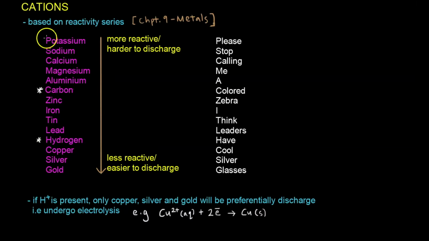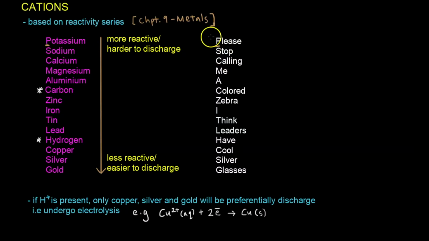How to remember this series? We have come up with a mnemonic. It's called Please Stop Calling Me a Colored Zebra. I think leaders have cool silver glasses. So based on this, the first letter corresponds with the first letter of the element. For example, P for potassium, S for sodium, C for calcium, etc.